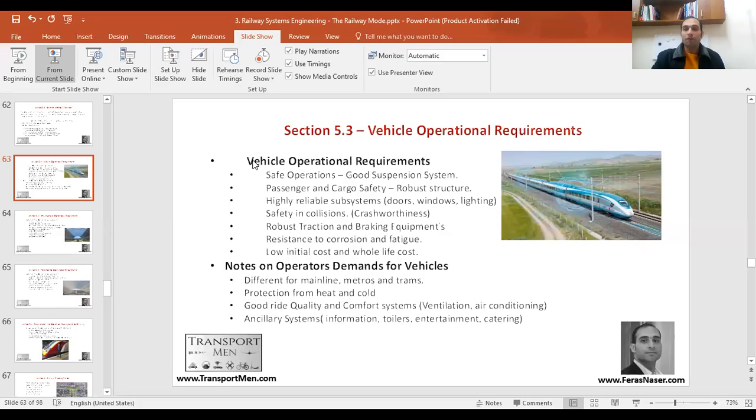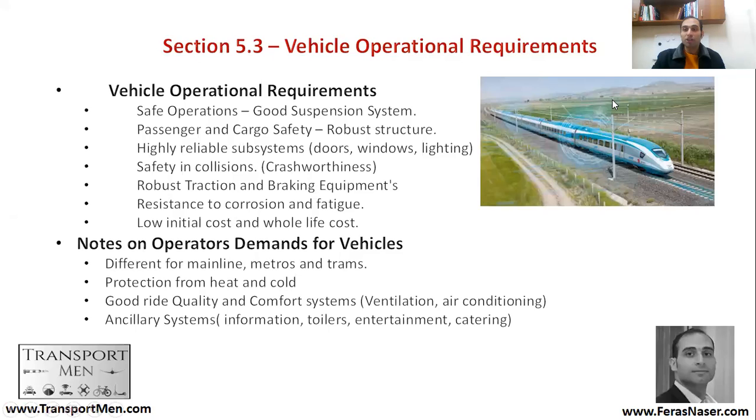And now we'll be talking about some of the basic operational requirements for different systems within the railway systems: the infrastructure, the train control system, and the vehicle, as well as the management that will be responsible for running this operation. So let's start. The vehicle should have a number of operational requirements, and there are general ones that you should be finding in every vehicle, like it should be able to do safe operations.